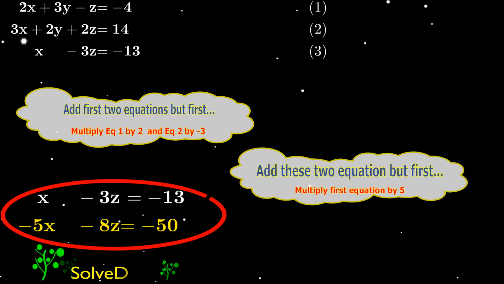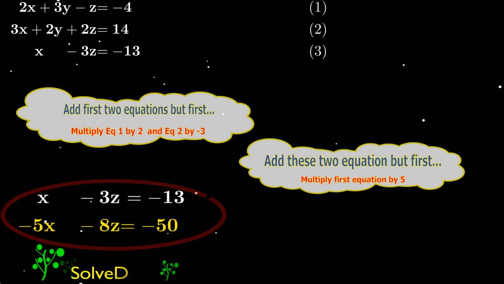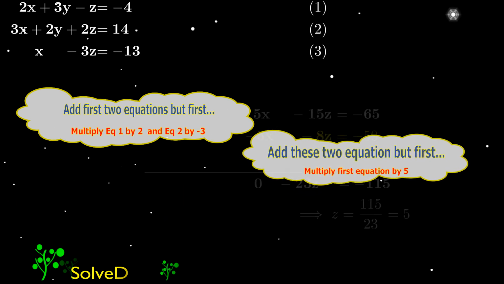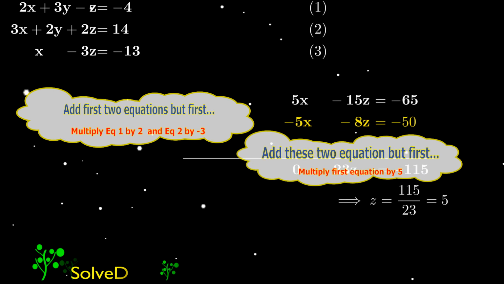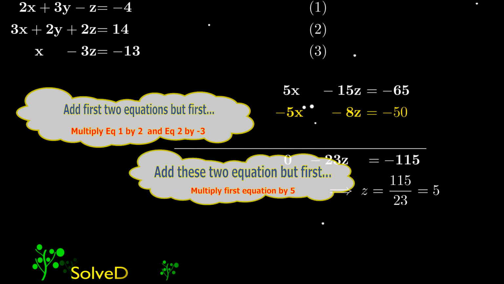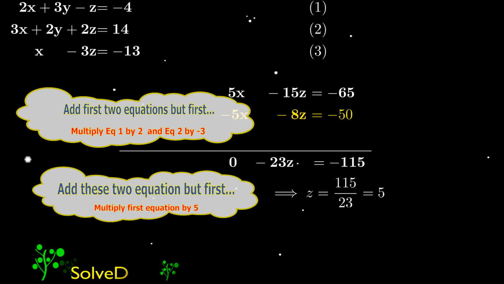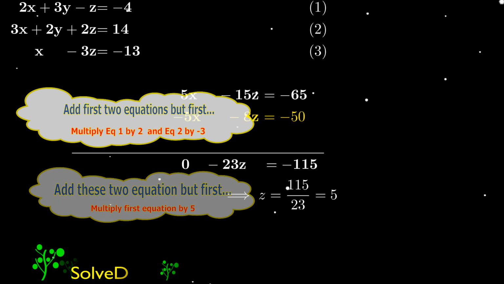To eliminate, say, x, multiply by a number so as to balance the coefficient value. In this case, multiply the first equation by 5. Note, we have found the value of z. Use this value in the equation of two variables, and find x.